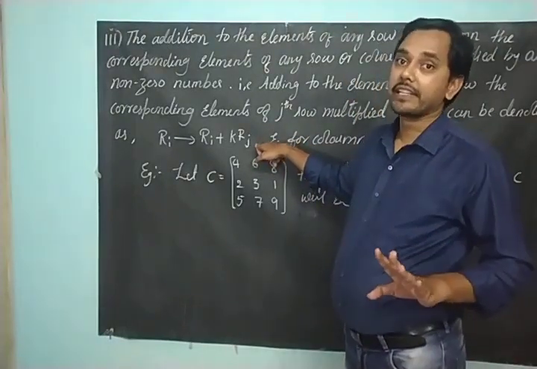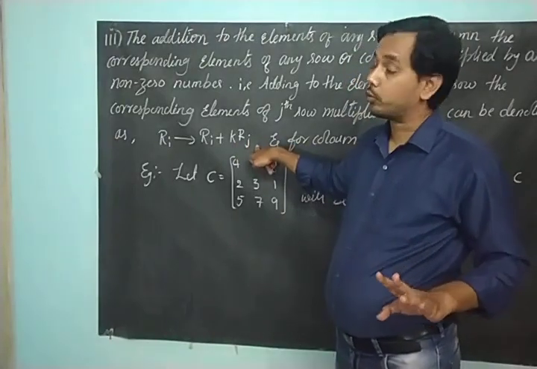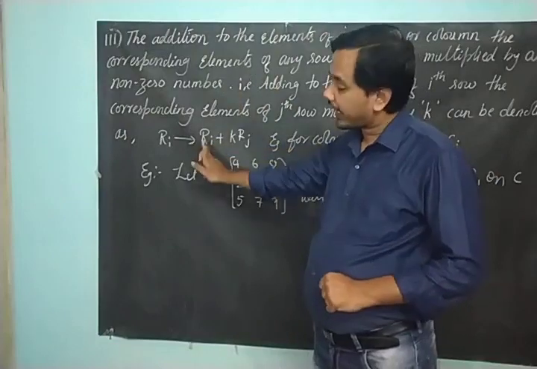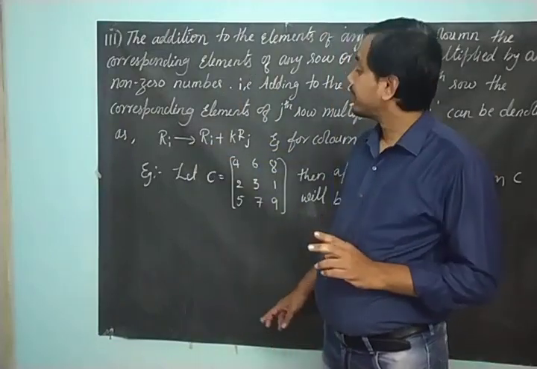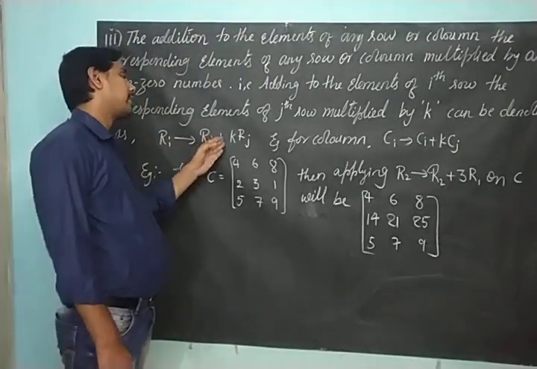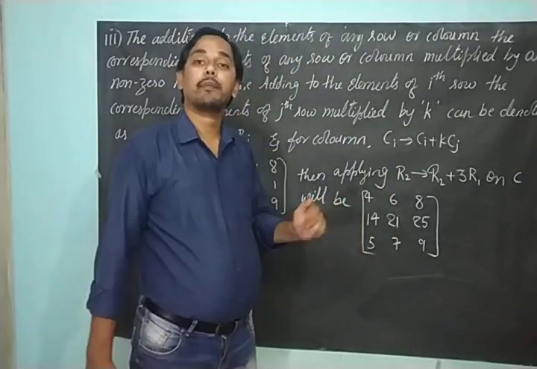But not just the elements of the jth row, K multiplied to the elements of the jth row. First you should multiply K to the elements of the jth row and add them to the ith row. Then we can represent it as Ri changing to Ri plus K Rj. If it is for a column, Ci changing to Ci plus K Cj.